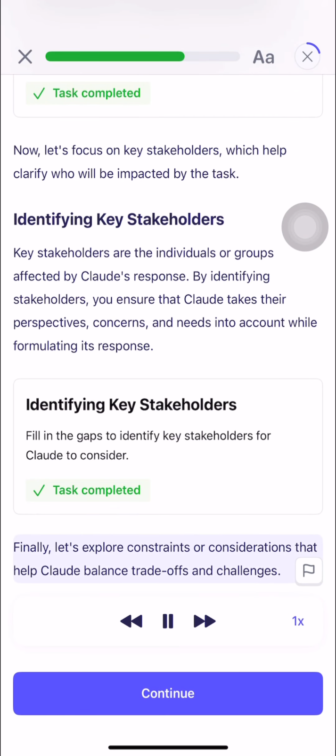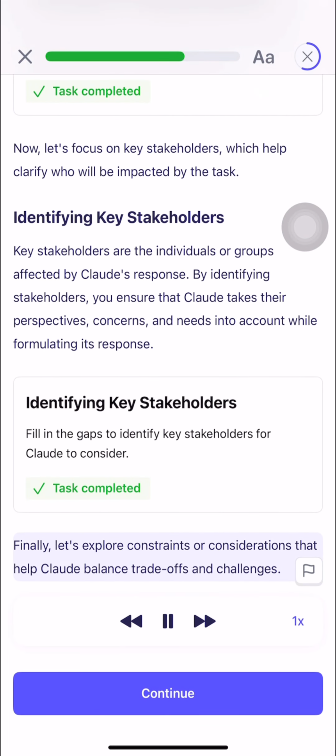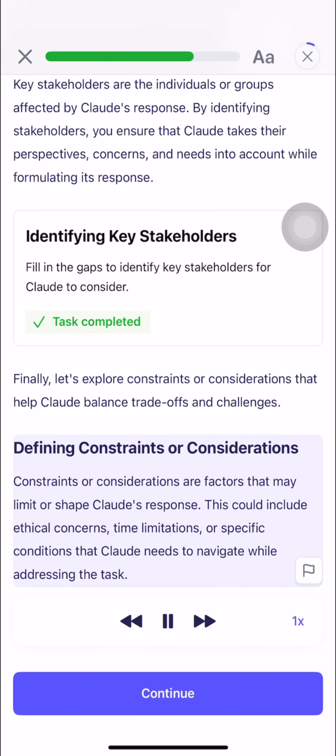Finally, let's explore constraints or considerations that help Claude balance trade-offs and challenges. Defining constraints or considerations. Constraints or considerations are factors that may limit or shape Claude's response. This could include ethical concerns, time limitations, or specific conditions that Claude needs to navigate while addressing the task.